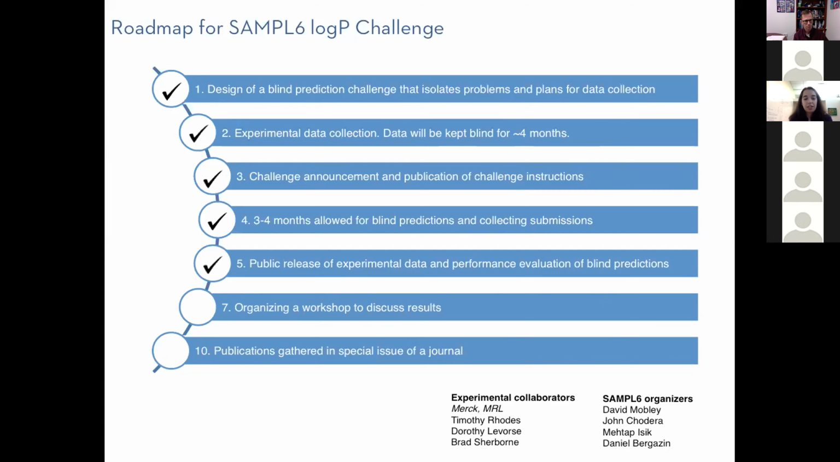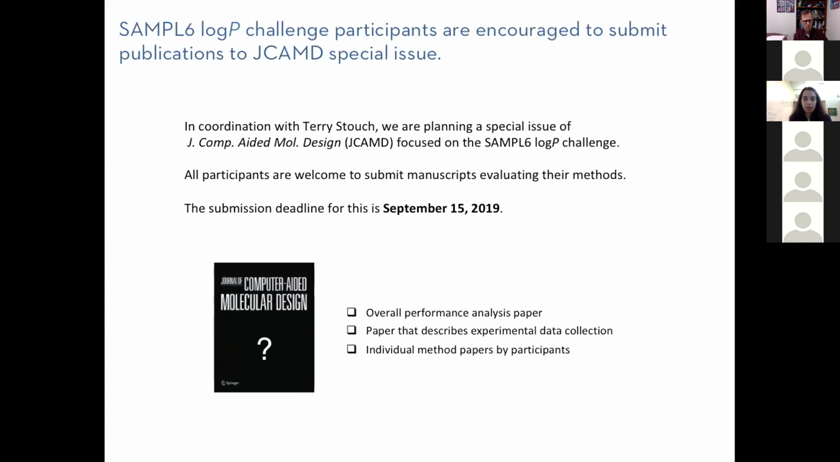These are the stages that are completed so far, and we are now at the workshop stage where we get to discuss our results, and then publications will be gathered in a special journal issue. SAMPL6 logP challenge participants are encouraged to submit to the Journal of Computer-Aided Molecular Design, and the submission deadline is September 15th. We expect publications from participants evaluating their own methods, and there will be an overall performance analysis paper written by the SAMPL organizers, and a paper that explains the experimental data collection.